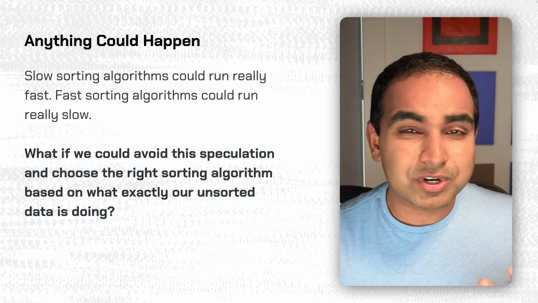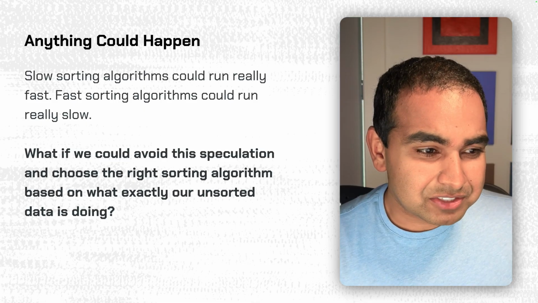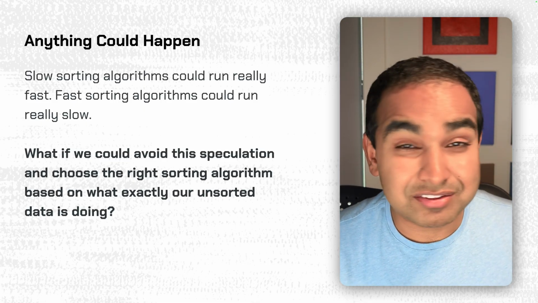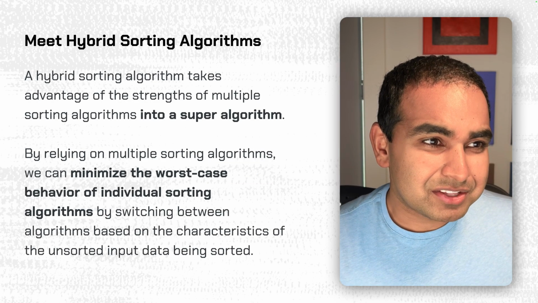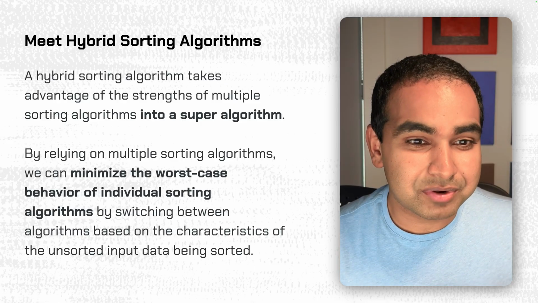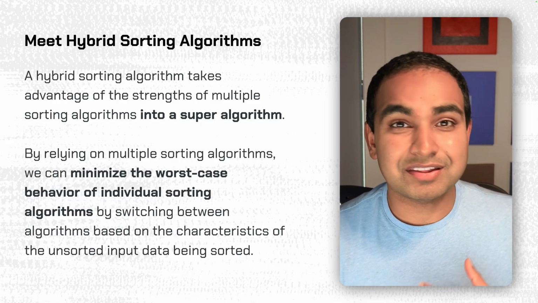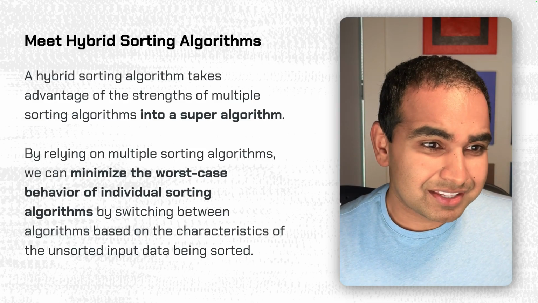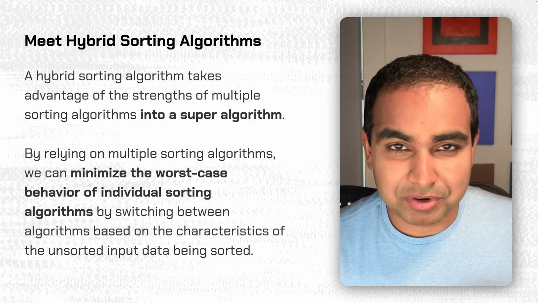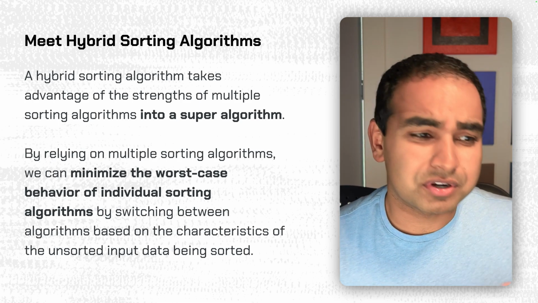So what if you could avoid the speculation and choose the right sorting algorithm based on what exactly our unsorted data is doing? That is really where the concept we want to talk about here, hybrid sorting algorithms, comes in, because a hybrid sorting algorithm takes advantage of the strengths of multiple sorting algorithms and creates what I like to call a super algorithm.